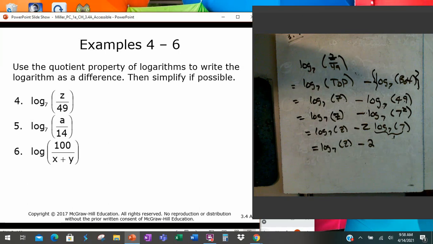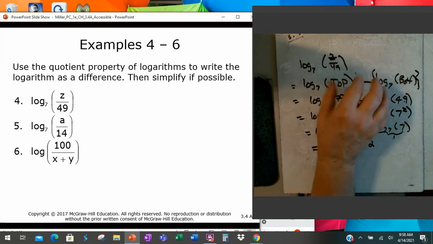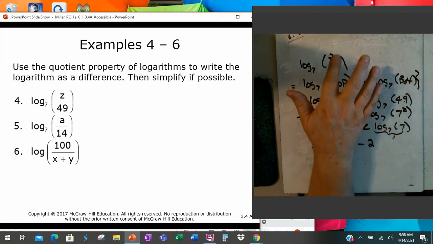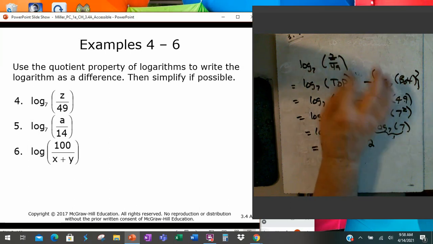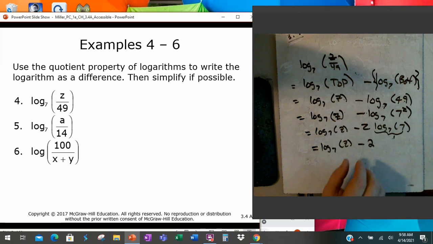Okay, so that's what this is. Doing the quotient rule, when I'm doing division, the log of the top minus the log of the bottom. Go through, and then if there's any way we can break that apart. Okay.